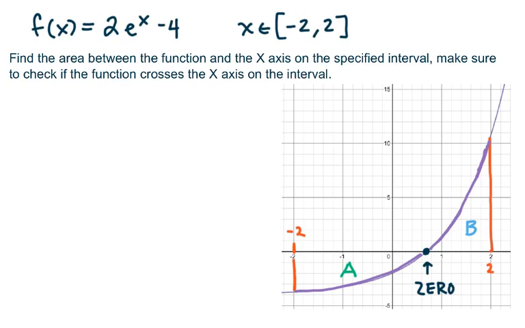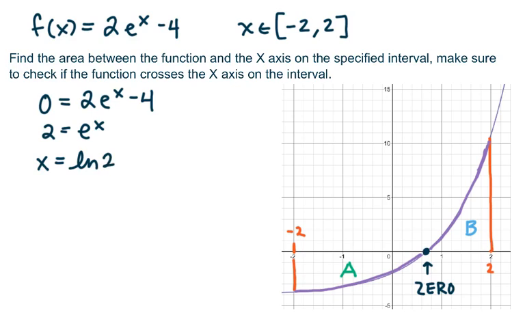In order to find the 0 of the function, that's basic algebra, we set it equal to 0, so 0 equals 2e to the x minus 4. Add 4, divide by 2, I have 2 equals e to the x, or rather x equals the natural log of 2. So that 0, that ordered pair, is natural log of 2 comma 0.